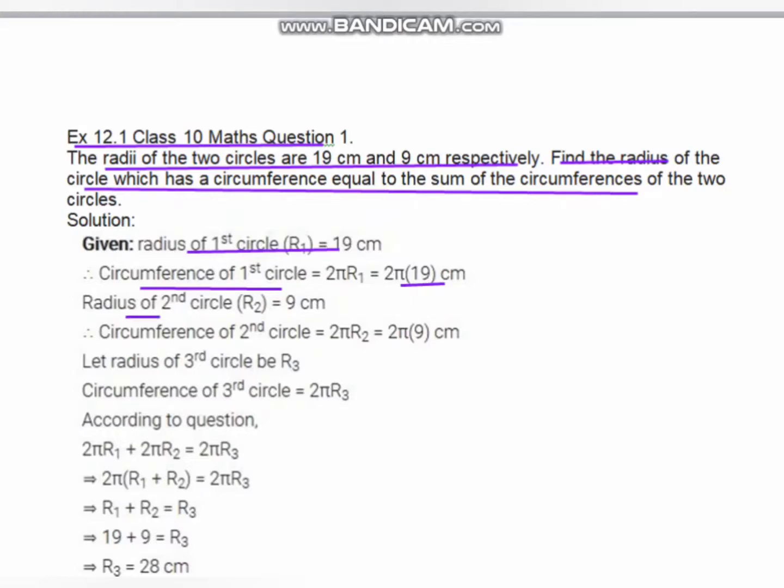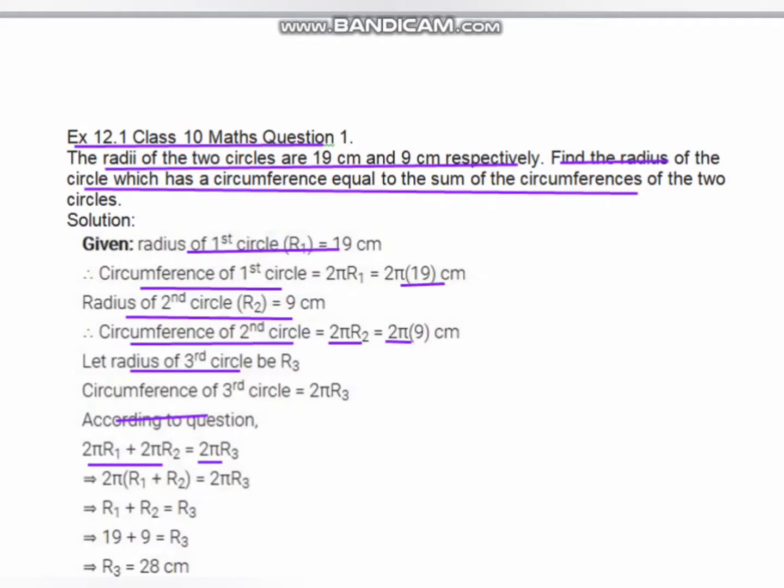In same way, radius of second circle is r2, which is equal to 9 centimeter as given. So the circumference of second circle is 2 pi r2, which is equal to 2 pi into 9. Let the radius of third circle be r3, which is the combination of the two circles. Means we have to add the circumference of first circle and second circle. According to the question, 2 pi r1 plus 2 pi r2 is equal to 2 pi r3.